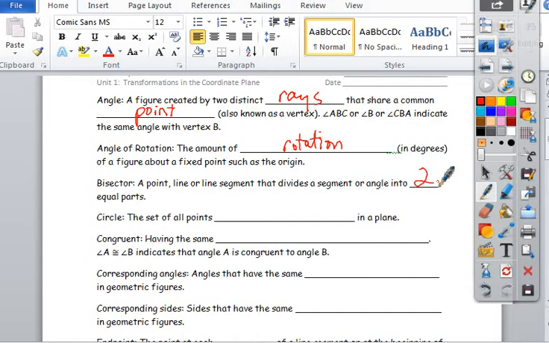Circle, set of all points that are equidistant in a plane. Congruent, having the same size, shape, and measure. In other words, they are exactly the same in every way.